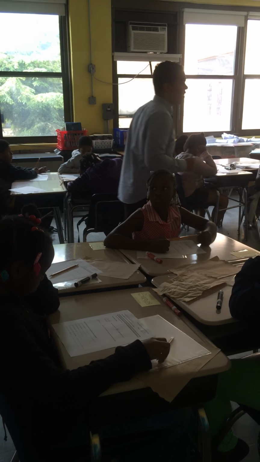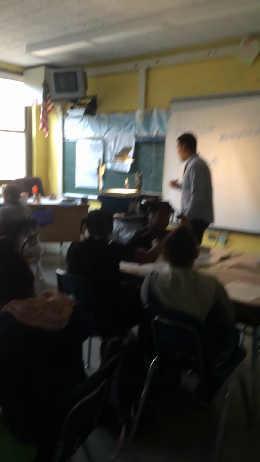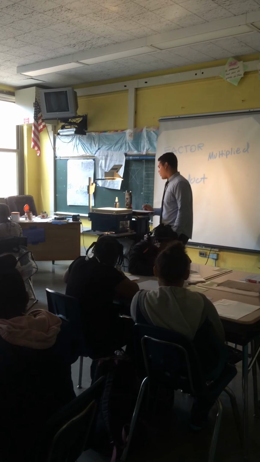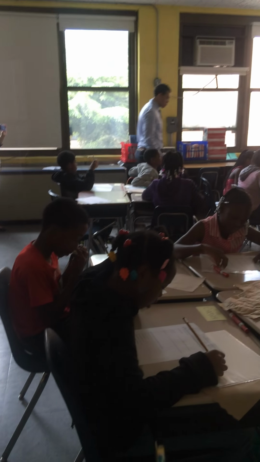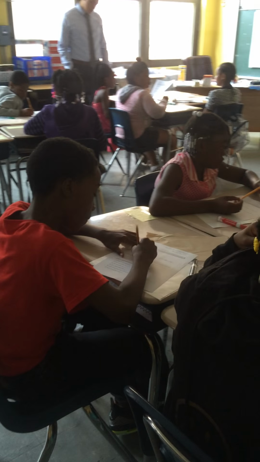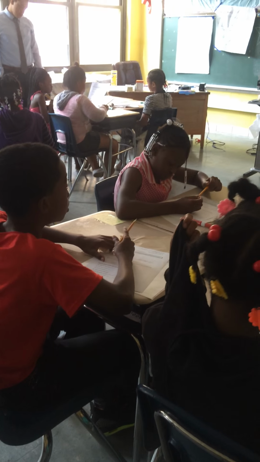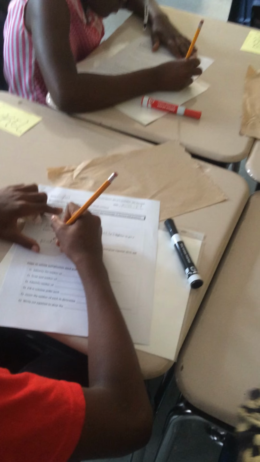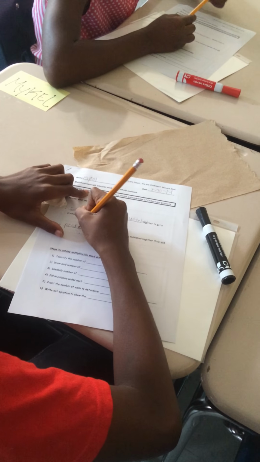Good job, good job. Now we're going to read it all together on the count of 3. 1, 2, 3. Product. The result of two numbers being multiplied together. Now you see that 10? I want everybody to underline that 10 at the very end of the sentence, okay? So we can remember what a factor and a product is.